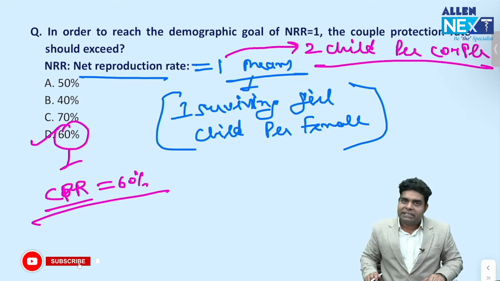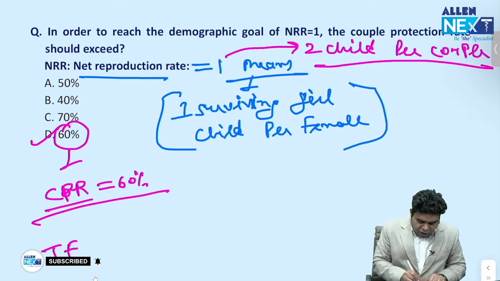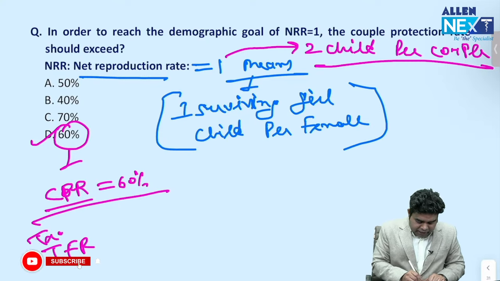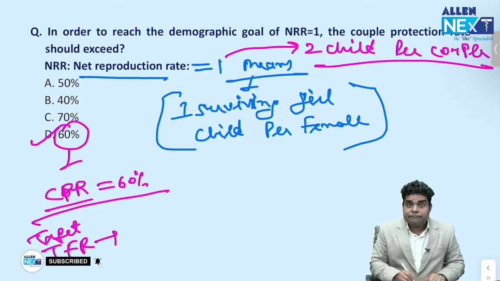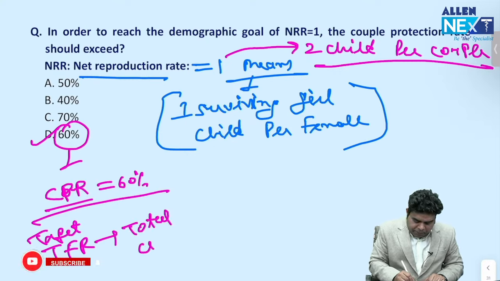Now, what is the TFR of India we want? What is the target TFR of India? TFR means total children per female.